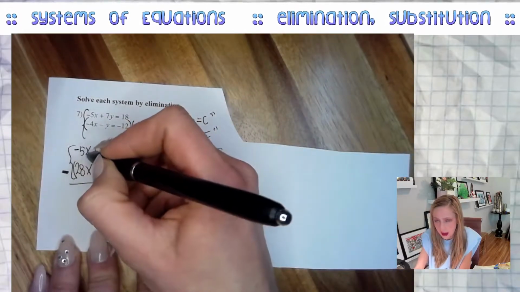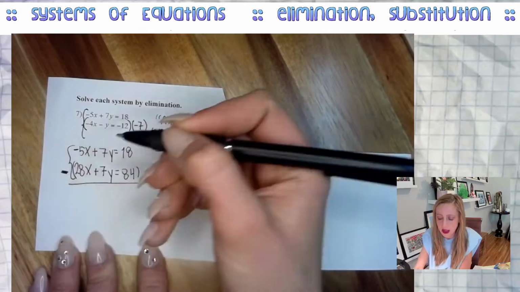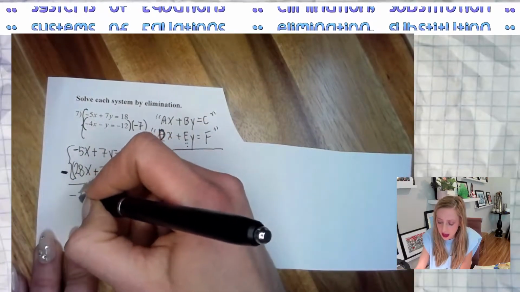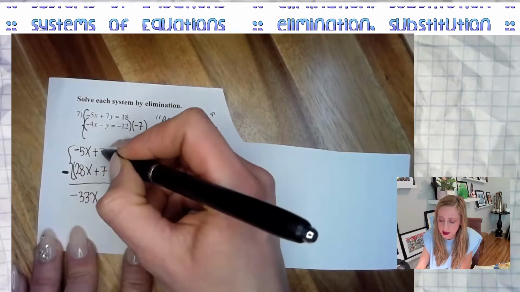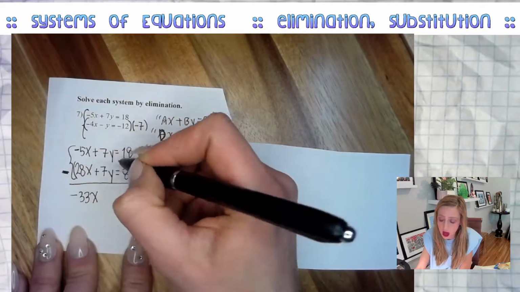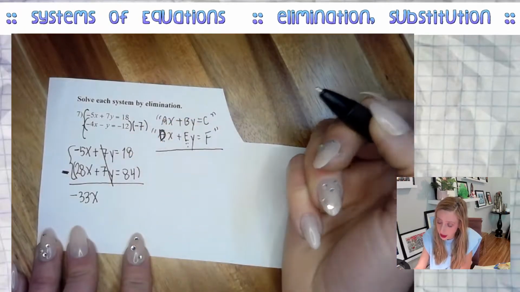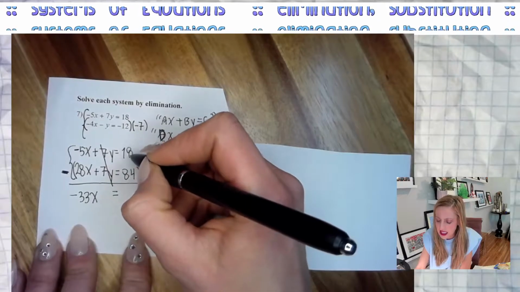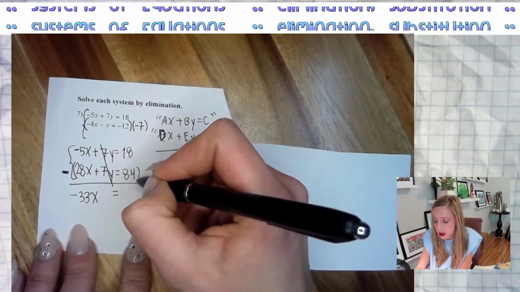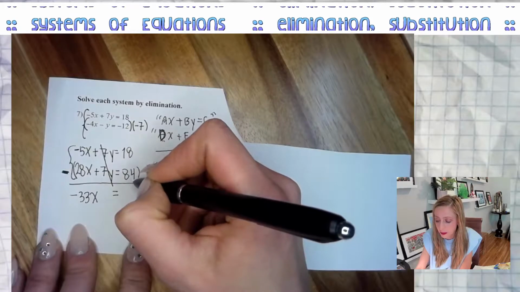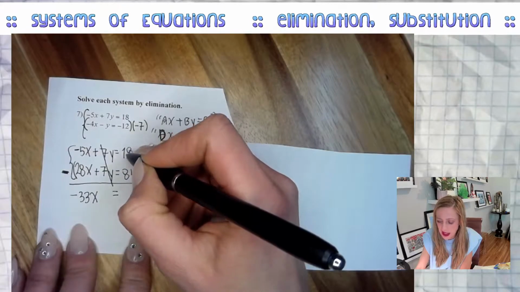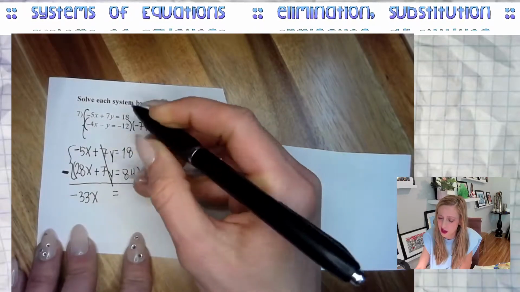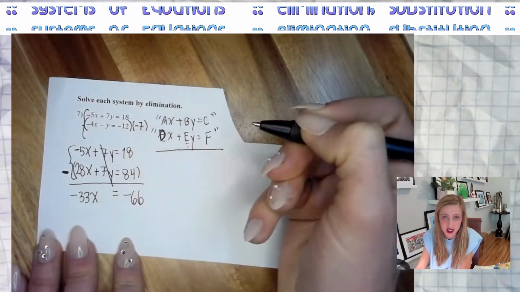So I have negative 5x, go slow, minus 28x. Same sign, find sum, keep same sign. So negative 33x. 7y minus 7y. Eliminated. That better happen. That's the goal. Don't assume it happens. Make sure it happens. 18 minus 84. That's going to be 18 positive, 84 negative. I have a lot of negative and not a lot of positive. My answer is negative 66.